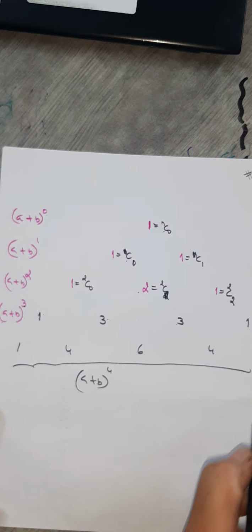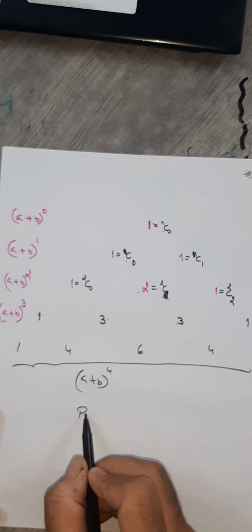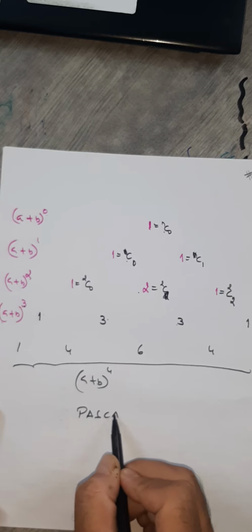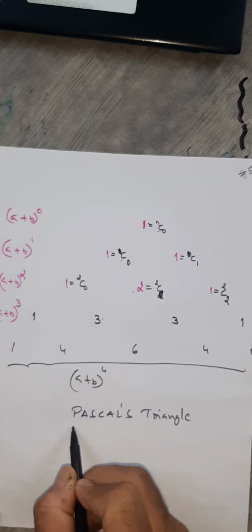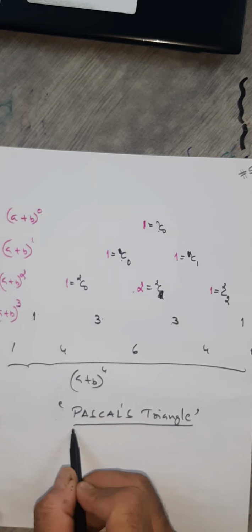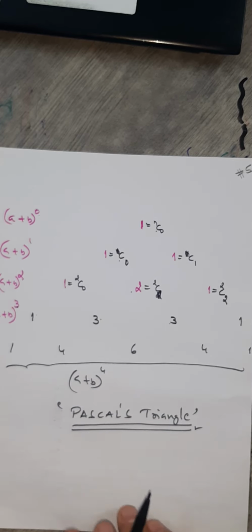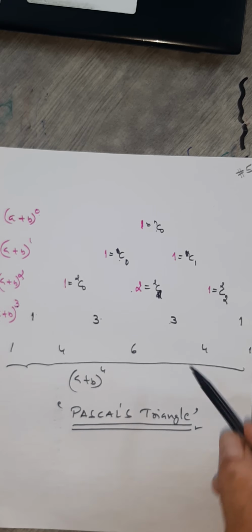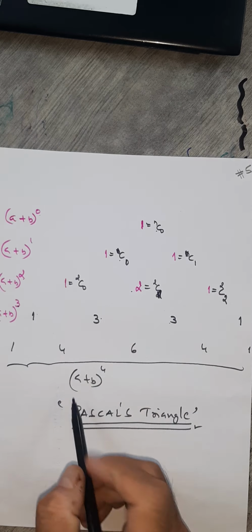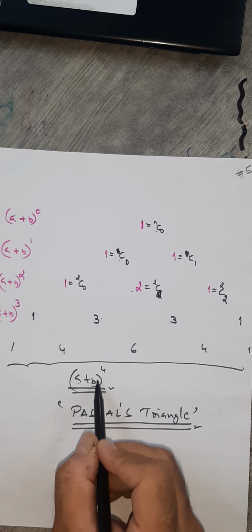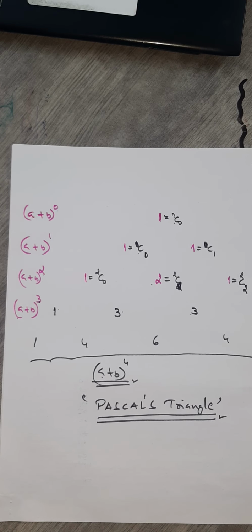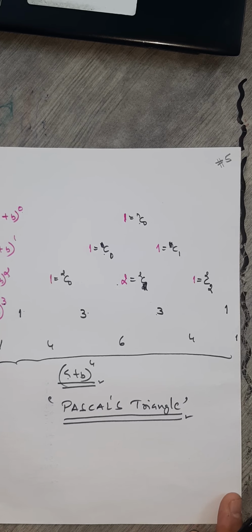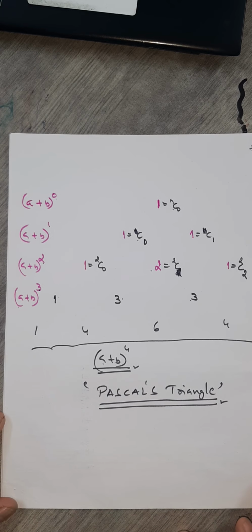So you will get a triangle like this, and you might be knowing, this is called Pascal's triangle. This is just for your information. Refer to the textbook. Pascal's triangle gives us the coefficients in the expansion of, in general, (a + b) raised to n, remember.